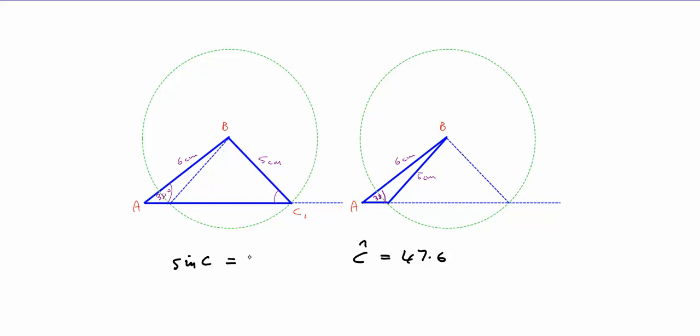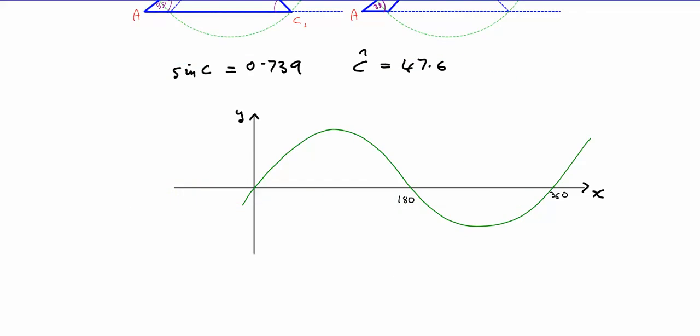Well, what does that mean, 0.739? This is the graph of sine x between 0 and 360 degrees. Now the sine of our angle C is 0.739. The maximum point of sine is 1, as we know, and the minimum point down there is -1. So 0.739 lies between 0 and 1, about there.